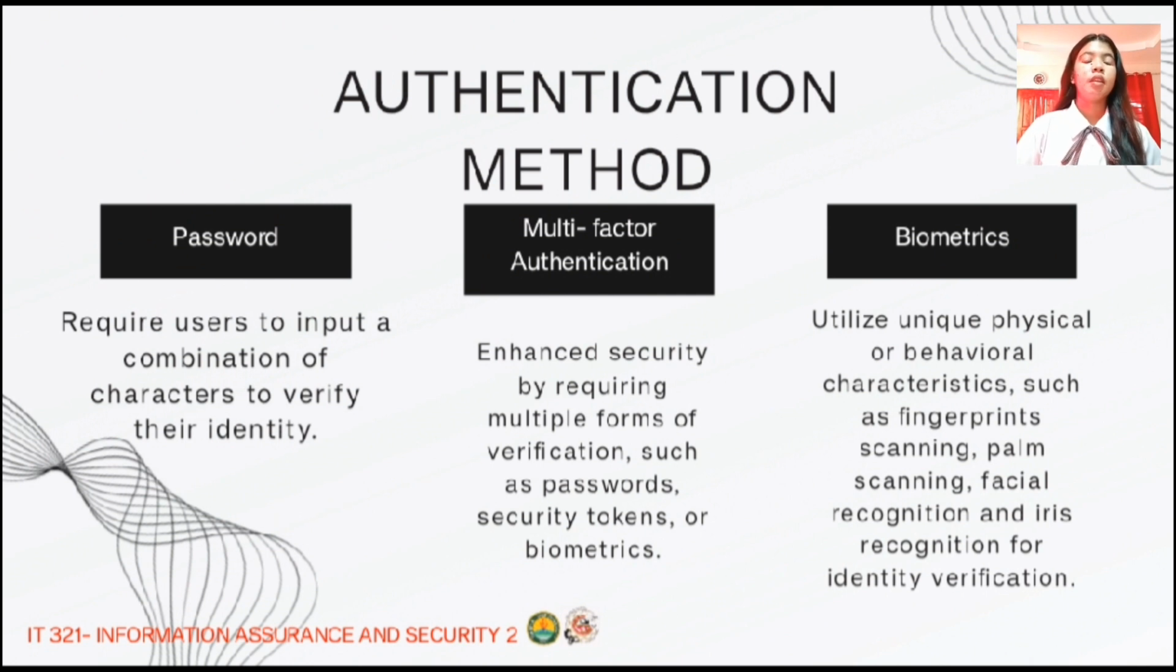So, for example, in fingerprint scanning, a person's fingerprint patterns are captured and stored as a reference. When the person needs to be identified, their fingerprint is scanned again, and the system compares it with the stored reference to verify their identity. Similarly, facial recognition technology analyzes facial features such as the distance between the eyes, nose shape, and jawline to authenticate a person's identity. This technology is commonly used in smartphones for unlocking the device or accessing secure applications.